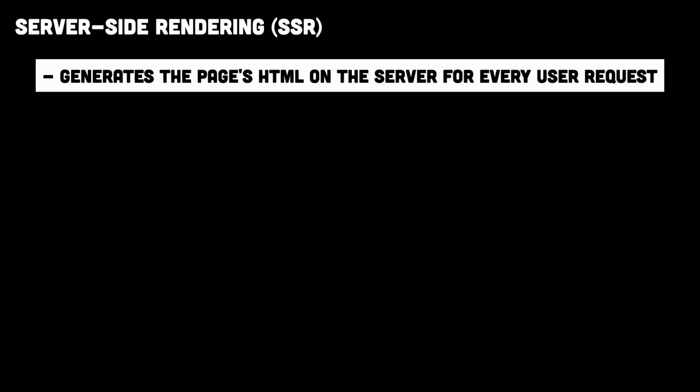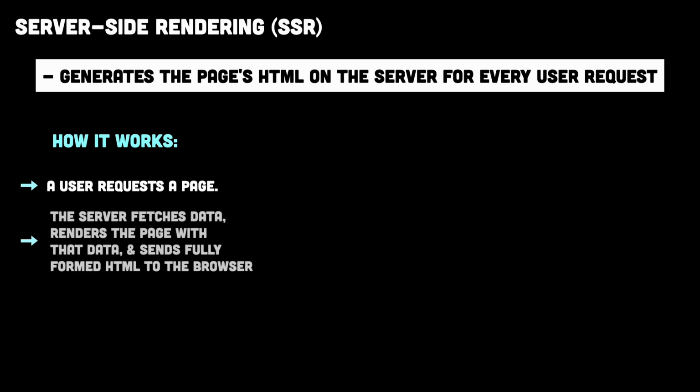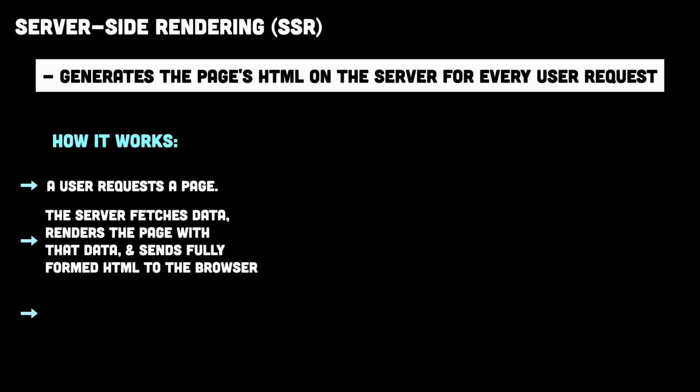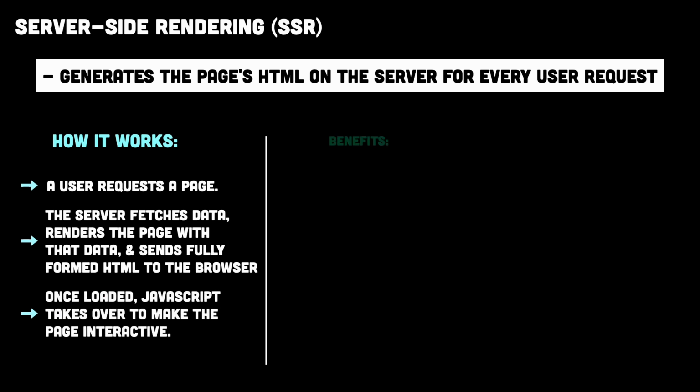Then there's server-side rendering. Server-side rendering generates the page's HTML on the server for every user request. Instead of pre-building pages, the server builds each page on demand based on the latest data. How this works is, a user requests a page, the server fetches data, renders the page with that data, and sends fully formed HTML to the browser. And then once loaded, JavaScript takes over to make the page interactive.